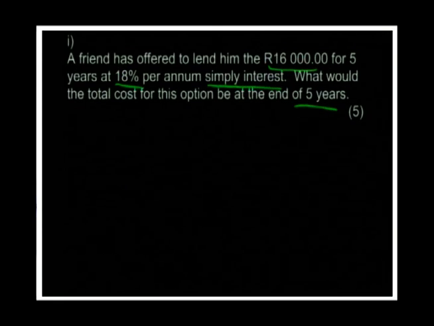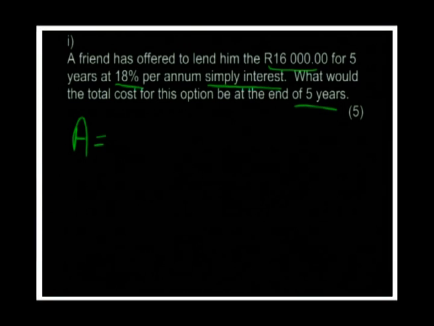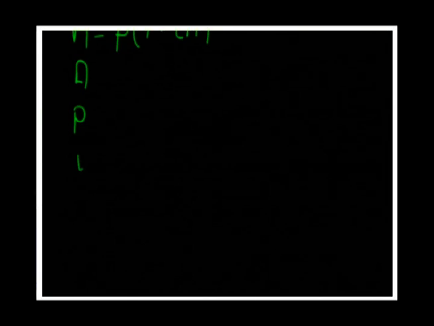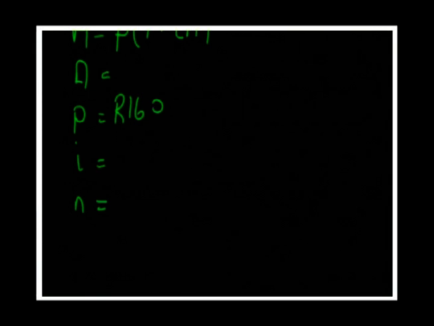So we're going to be using simple interest, and we want to know what the total will be. So I'm going to be using my simple interest formula of A equals P(1 plus I times N). And again, I'm going to write out all my values. So I've got A, P, I, and N. Let's go back. We know that he was borrowing 16,000 Rand. We know that it was for 5 years. And remember, N needs to be in years.